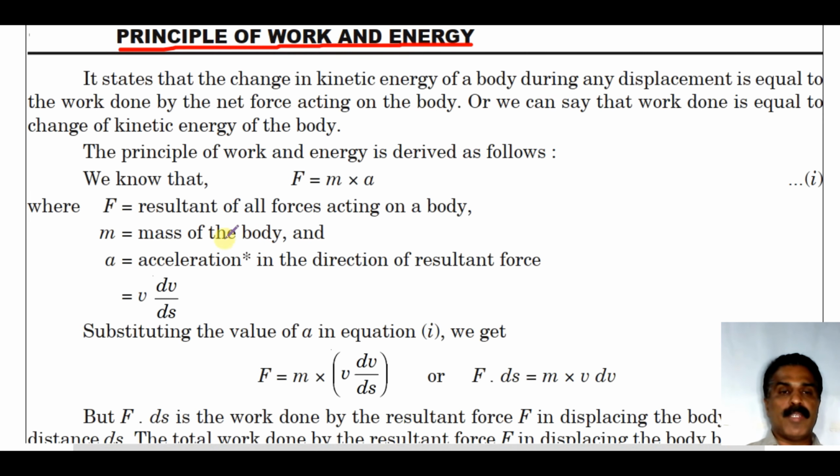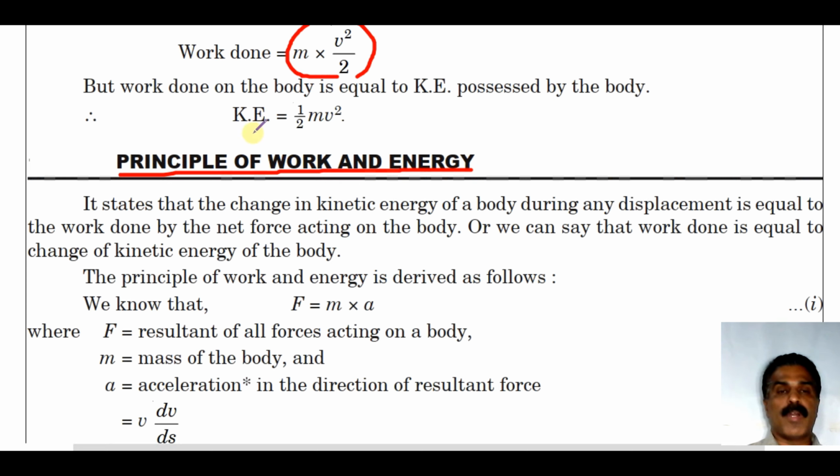Let us see what is the principle of work energy, that we have already seen. Work done is equal to change in kinetic energy. Suppose a body is moving with a velocity of u meter per second, and after some time t seconds, the velocity is v. Then the change in kinetic energy of the body will be equal to the work done on the body.